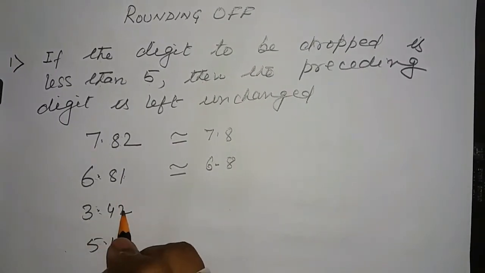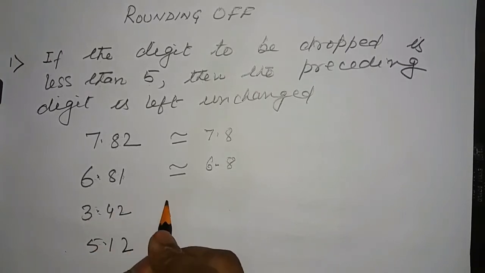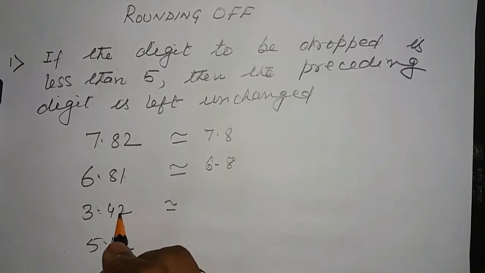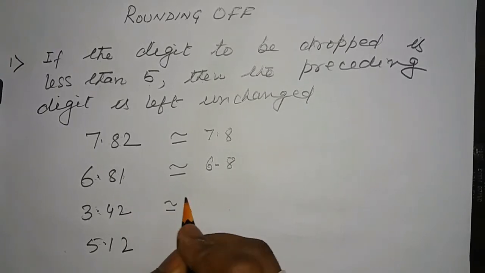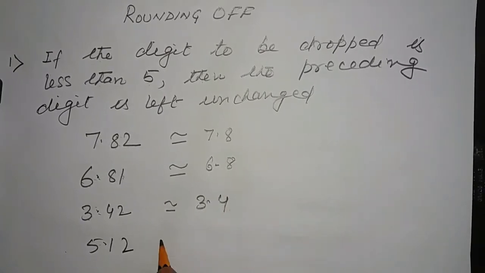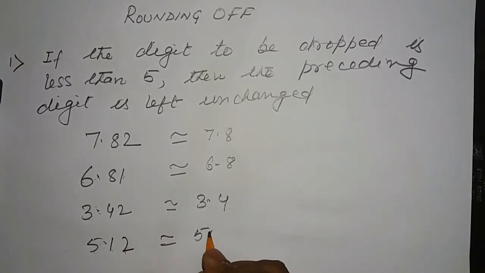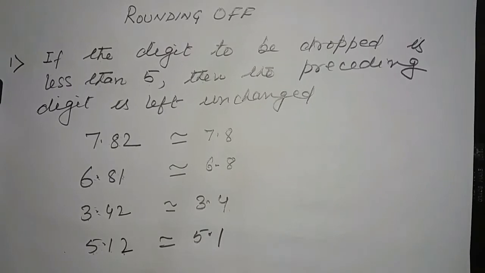In 3.42, if I want to write this figure in two significant figures, then I have to drop 2 and the result will be 3.4. Similarly, in 5.12, if I want to write 5.12 in two significant figures, I have to drop 2, and in that case the result will be 5.1.